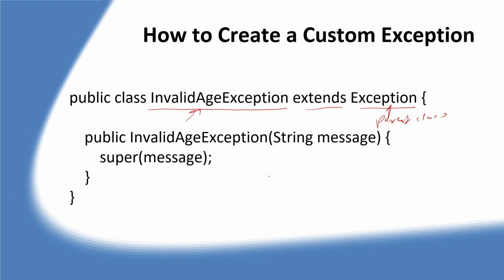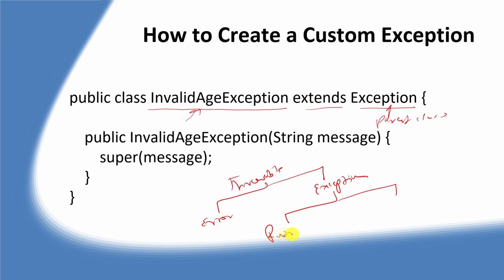In the exception hierarchy we have seen, there is Throwable, then Error, then Exception. So Exception and Error are the child classes of the Throwable parent class. Then again, Exception is the parent class of RuntimeException, which is unchecked. And the classes of Exception which are not inherited by RuntimeException are checked exceptions. So this is the exception hierarchy. Exception is the parent of all exceptions, whether unchecked or checked. So we are using this Exception class as the parent to create a custom exception.